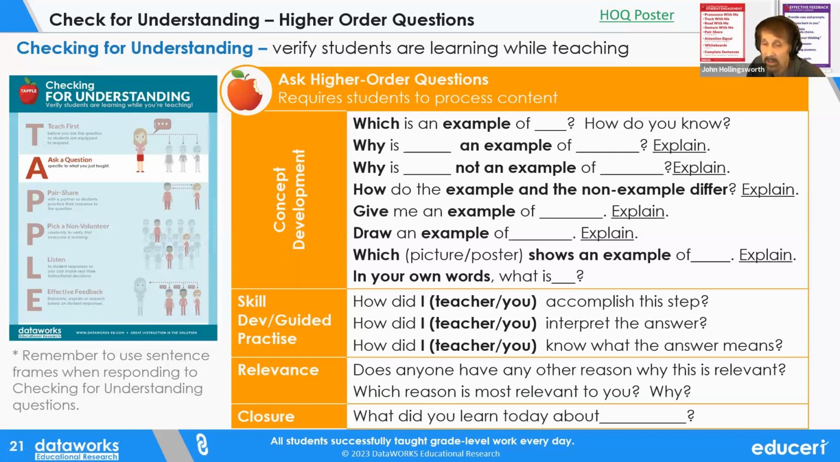You could have another question. How did I line up my numbers when I subtracted? I lined up by place value. How did I line up my numbers? How did I identify the noun? How did I identify the character in the passage?